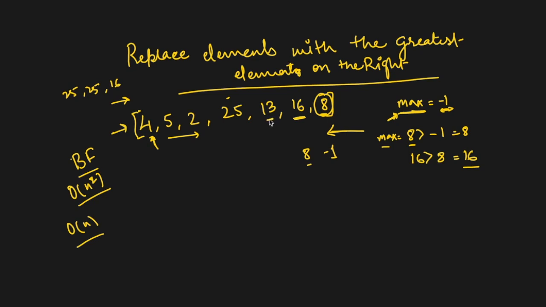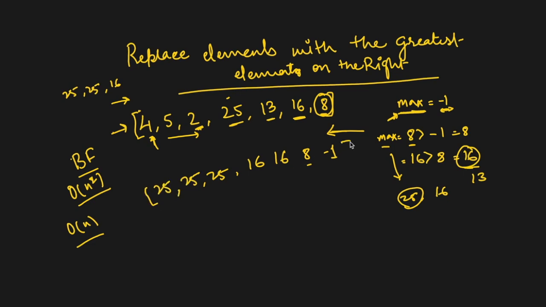At the next element the max is 16, so put 16 and compare 16 and 13. 16 is still greater, so we won't change the max value. Now here, put 16, and compare 25 and 16. 25 is greater, so max becomes 25. Now for 2, the max is 25, and comparing 25 with 2, the max stays 25. Similarly for 5 and 4. So this is going to be our final output.